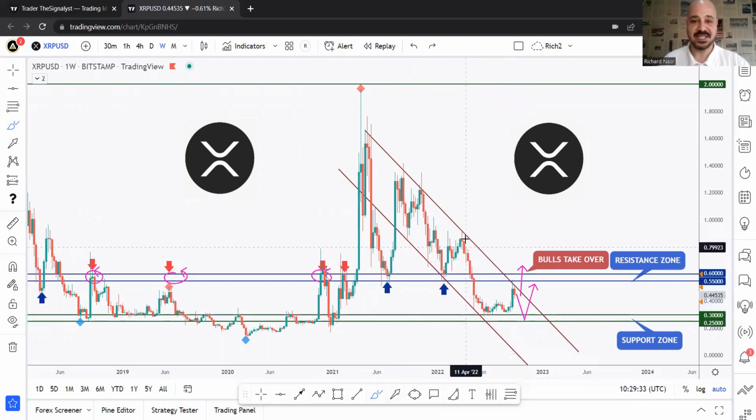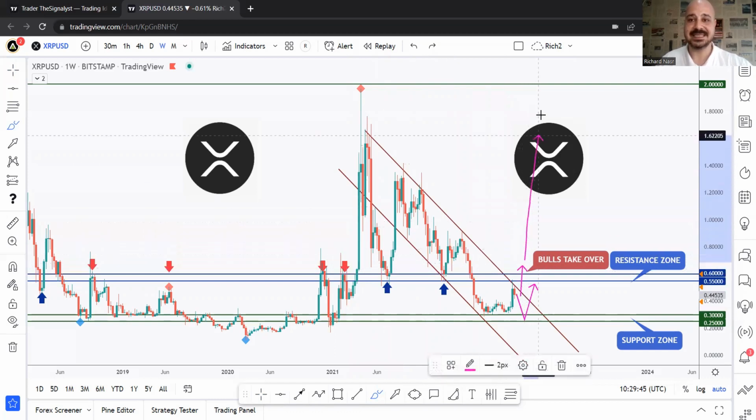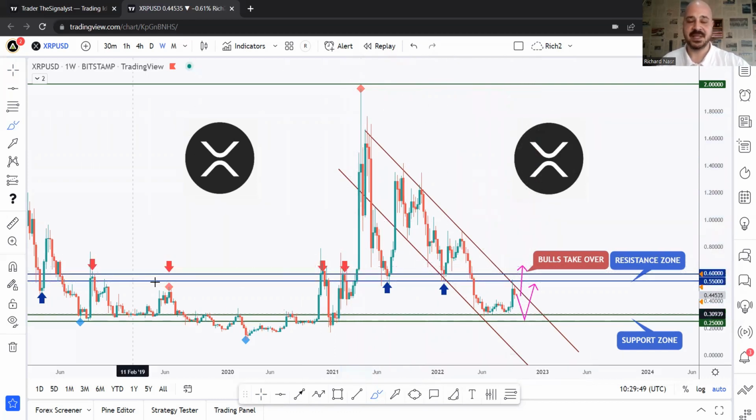So for the bulls to take over from a long-term perspective, and this is a weekly chart, we'll need to see a weekly candle close above the 0.6. In this case, the bulls would take over from a long-term perspective and we'll be expecting a bullish movement, just like, for example, this weekly candle, an aggressive break above the 0.6.